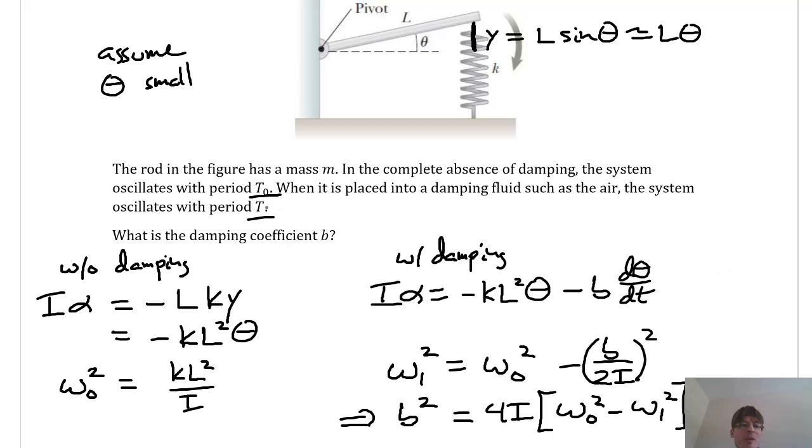Now I'm actually given the periods. Remember that omega naught would be 2 pi over T naught, and omega 1 would be 2 pi over T. And so I can plug in those values for the omegas, and I actually know then what the value of B is. Typically in practice, this is the only way you're going to figure out what the value of the damping coefficient is. Compare the frequency without the damping, then you put it in the fluid and compare what the frequency is in that case. And let's just figure out the damping coefficient.